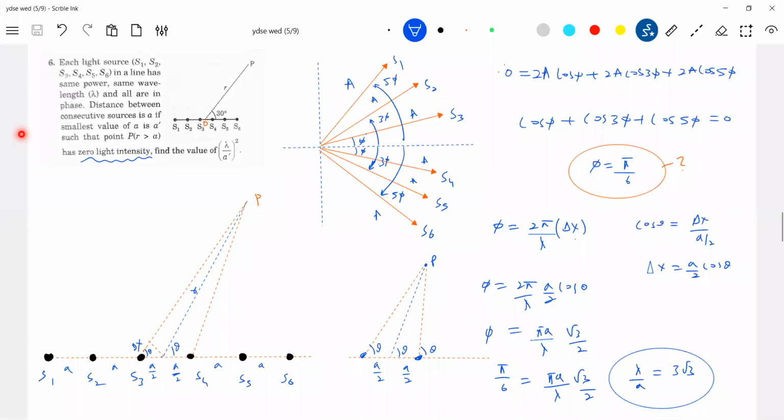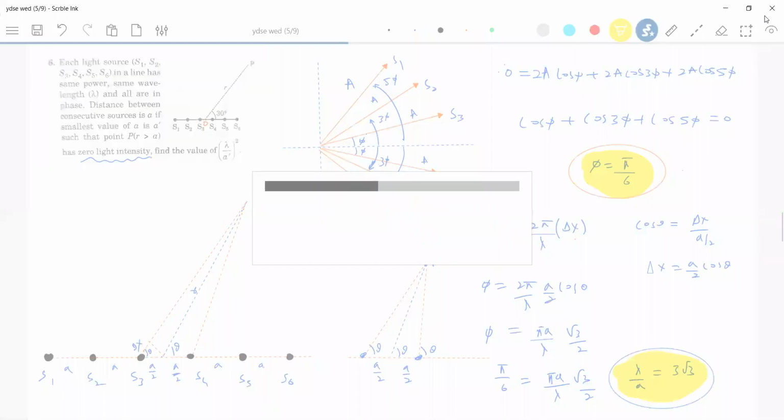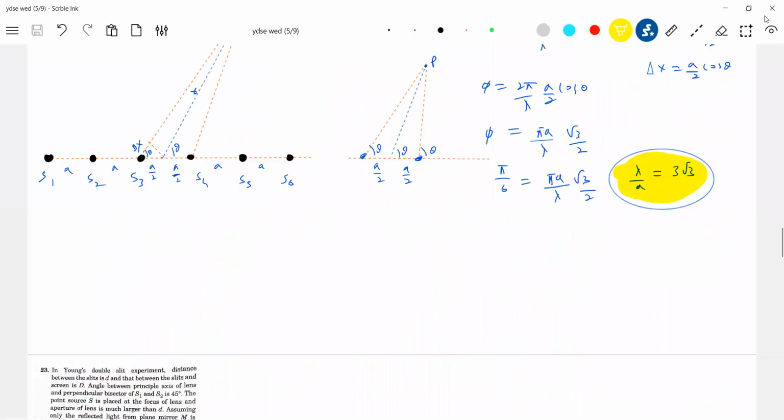Sir, phi is pi by 3, sir. This angle, this one, it's not pi by 6, sir, it's pi by 3. How much are you getting? Pi by 3, sir. Somebody said, I wrote it. Pi by 6, sir. Pi by 6 only. Okay, check mathematics, trigonometry. Okay, let me take it here.